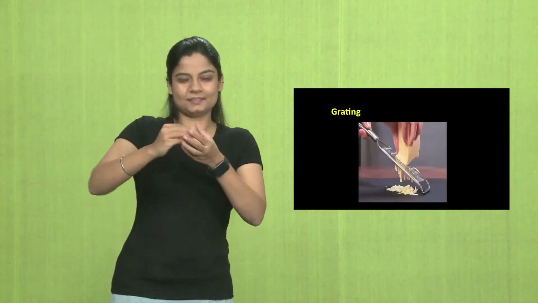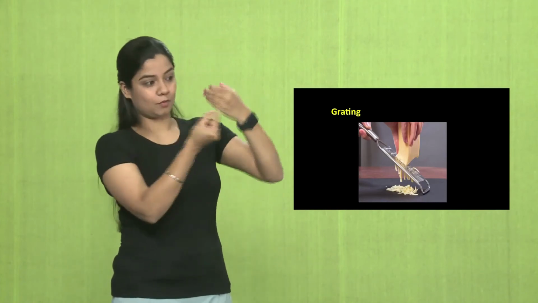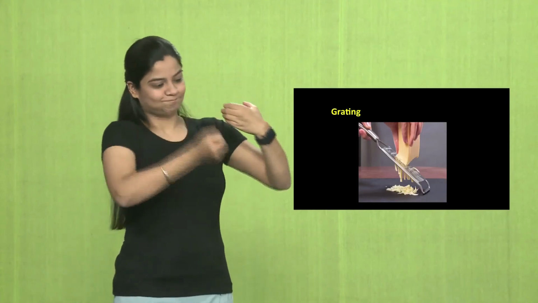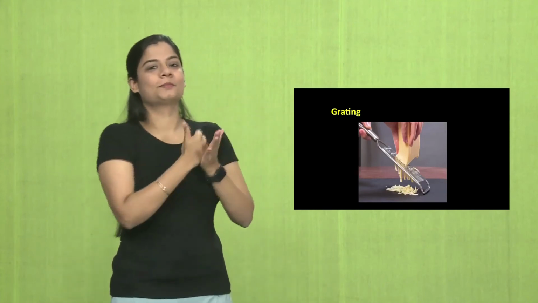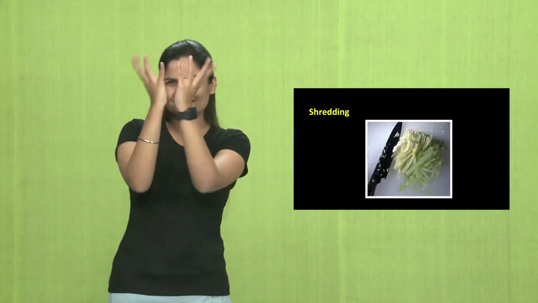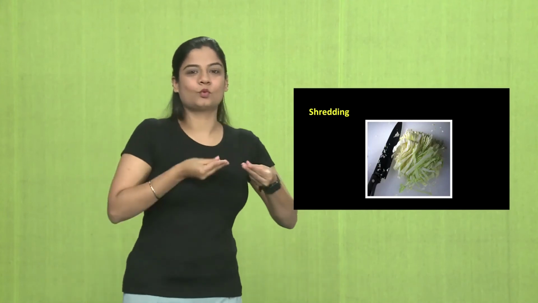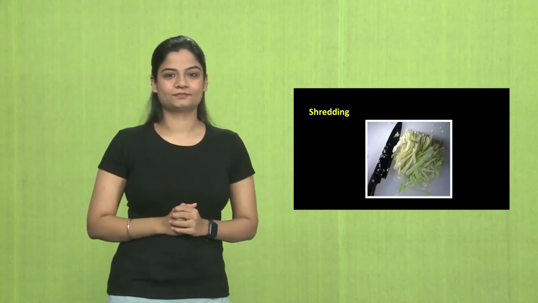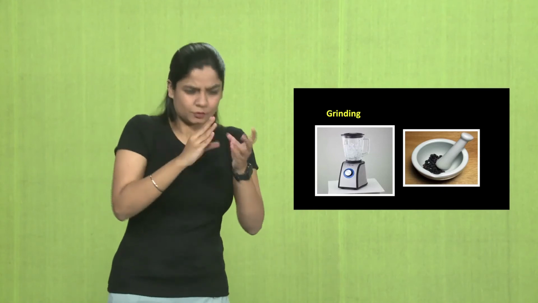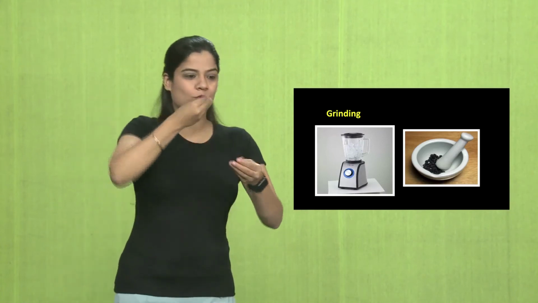Grating. Breaking food into strands. There are different types of graters as well, some big graters, some small graters. So different foods need different kinds of grating. Shredding. You might have seen a cabbage. We need to shred it into pieces or slices. So shredding is also done. Sometimes we need to make a paste or a powder. So it is done using a grinding machine. So grinding is also important for pre-preparation.